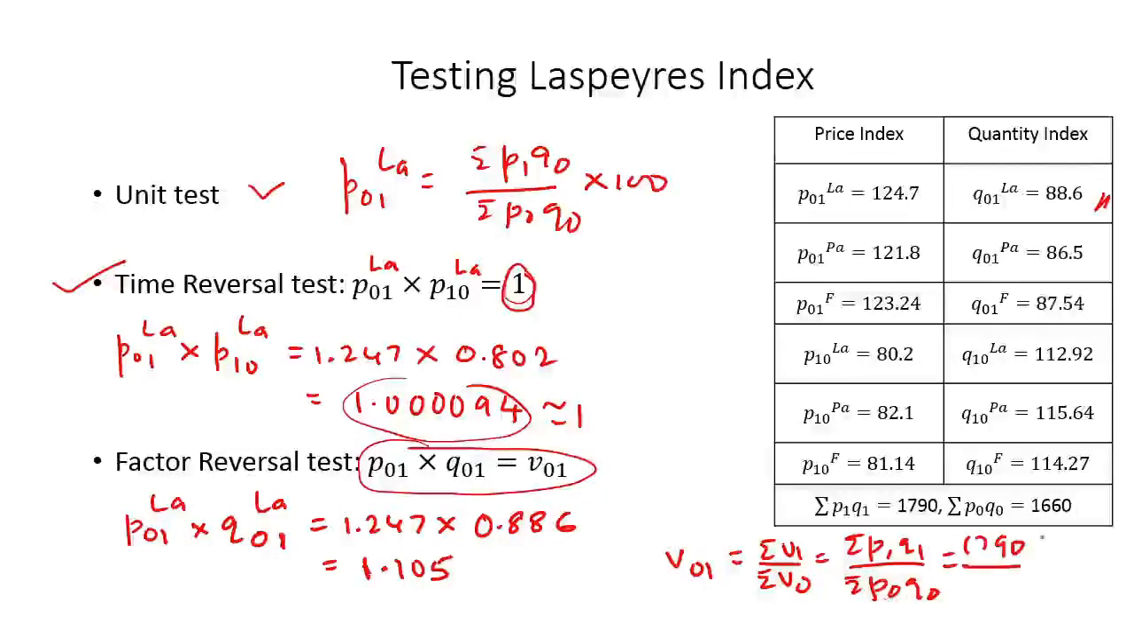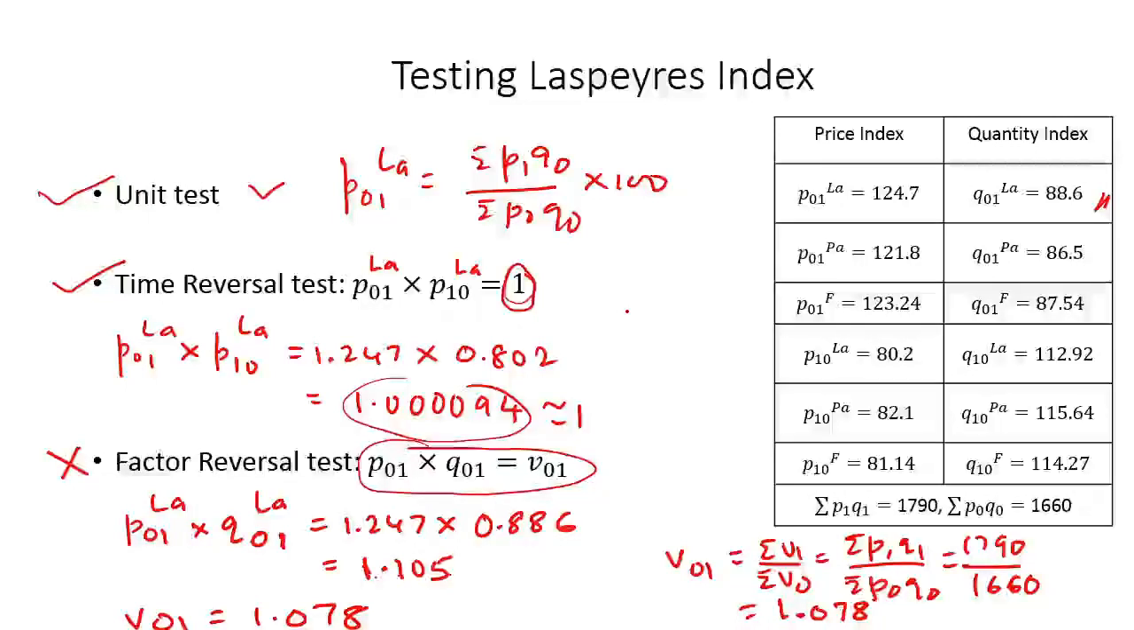1790 upon P0 Q0 is 1660. So if we calculate this, then this will come to 1.078. So we have V01 as 1.078, whereas the left hand side P01 into Q01 is 1.105. So we see that they are not really the same. Because the values are not same, we see that the factor reversal test is not satisfied by Laspeyres index number, whereas it satisfies unit test and time reversal test.